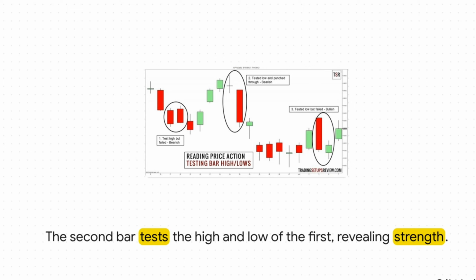Now this is where it gets really powerful. The second bar is always testing the price levels that were set by the first bar. Did it try to push above the previous high and get rejected? Or did it slice right through the previous low without any trouble? These little tests tell you so much about the market's hidden strength or weakness.